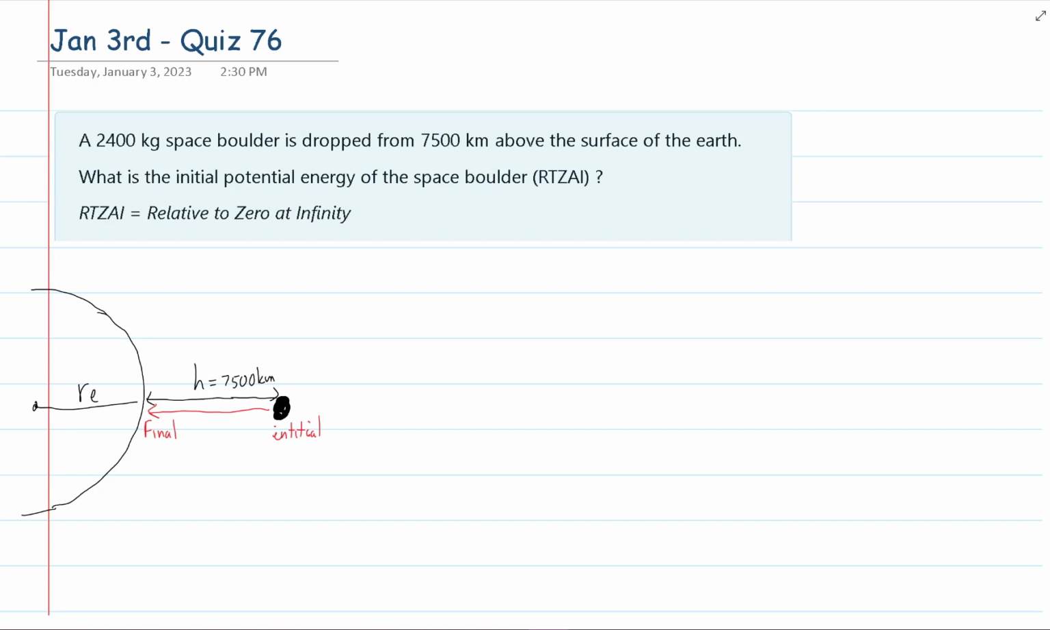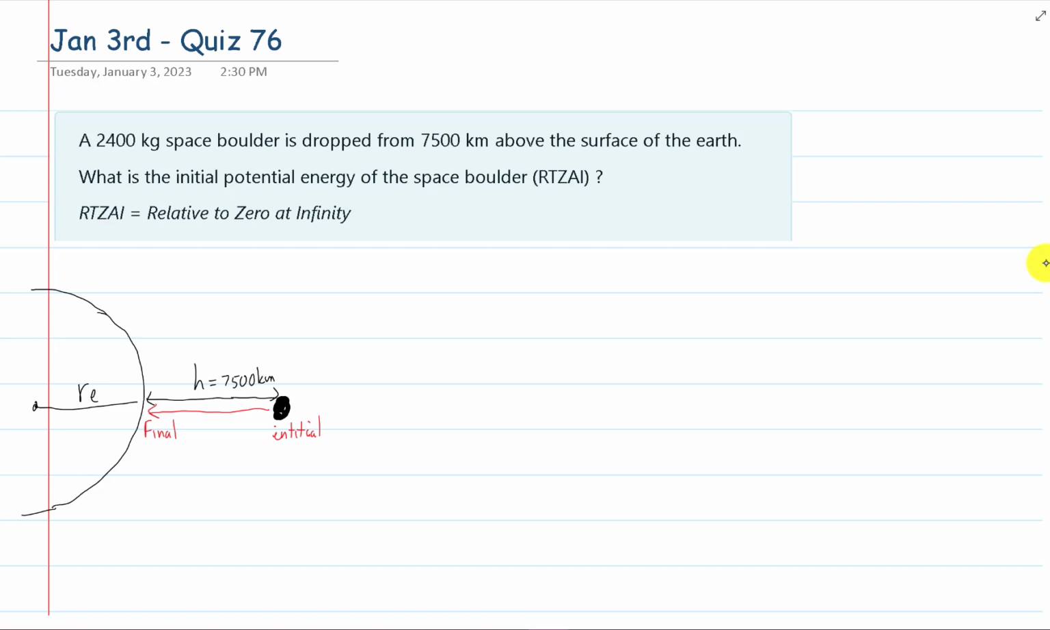A 2,400 kilogram space boulder is dropped from a height of 7,500 kilometers above the surface of the Earth. What is its initial potential energy of the space boulder? And that's relative to zero being at infinity. Then the second part of that question is, what is its final potential energy? What is the change in potential energy? And what is its landing speed? Four parts to this question, and there's actually a hidden fifth part.